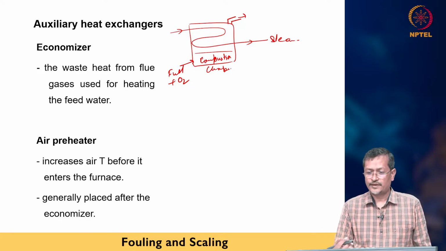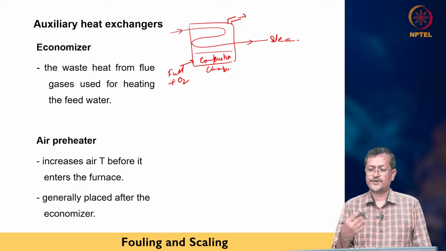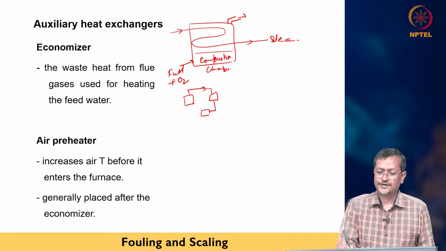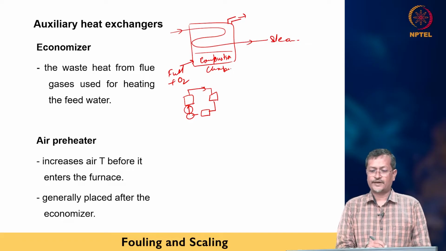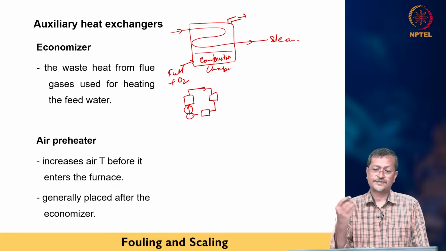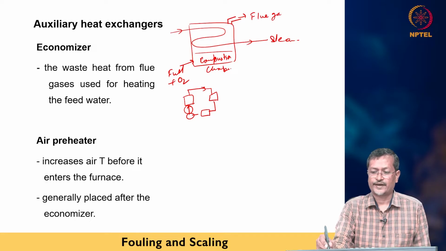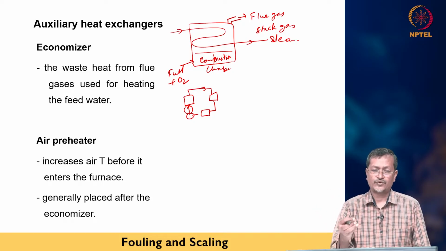So what you can do is use that heat. For that, scientists thought, let's use an economizer. Economizer means: like the boiler you have, the boiler sends hot steam to the turbine, then condenser, then pump, then boiler. When the pump sends fluid to the boiler, the temperature will normally be lower. So they thought, let's use this exhaust gas, flue gas or stack gas, use heat from the flue gas or stack gas and increase the feed water temperature.